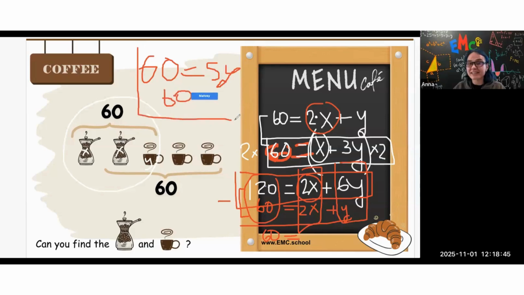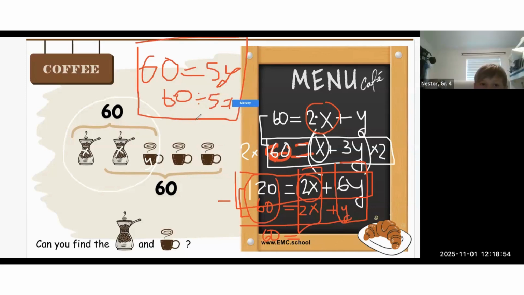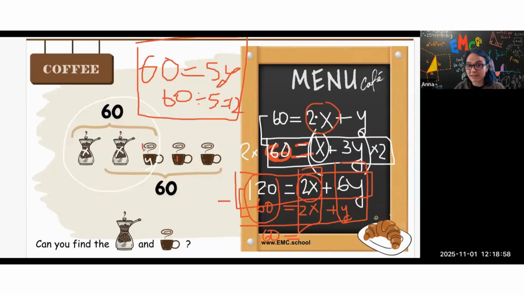We get 60 equals 5y, or if you divide 60 by 5, you'll get 12. And that's what we got for the cup, right? So y, which was the cup, if you remember, that was 12. Now you have all the 12s. And how do you figure out the x?